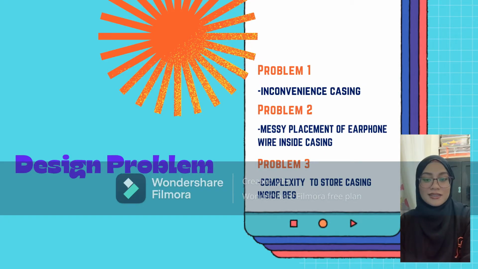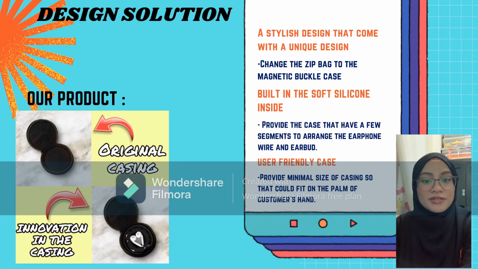In this slide, I will be sharing our team's 3 main design problems which we were facing in creating our product. The first problem is inconvenient casing. The second problem is messy placement of earphone wire inside the casing. And our third problem is the complexity of storing the casing inside our bags. Where there is a problem, there is always a solution.